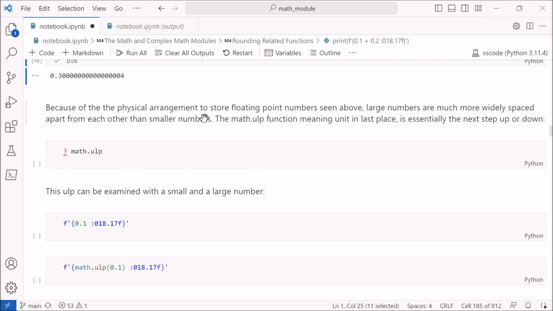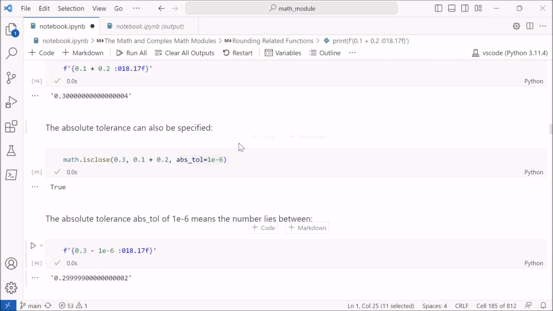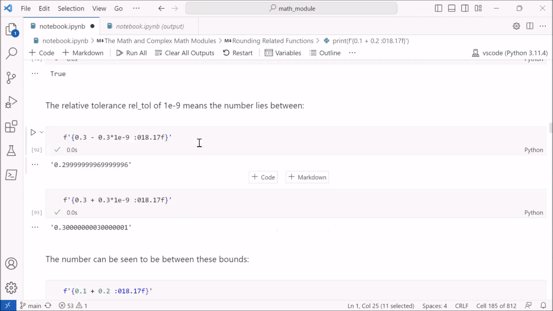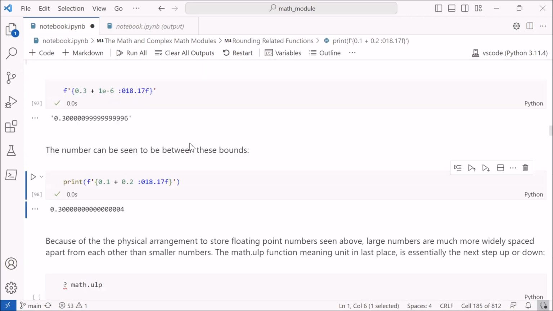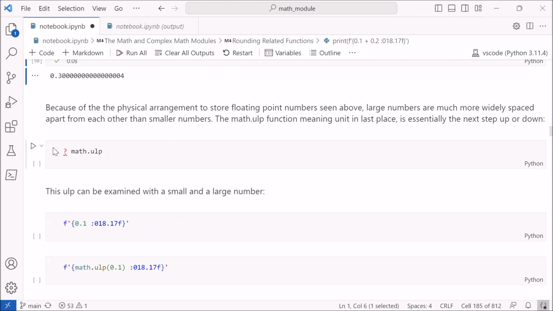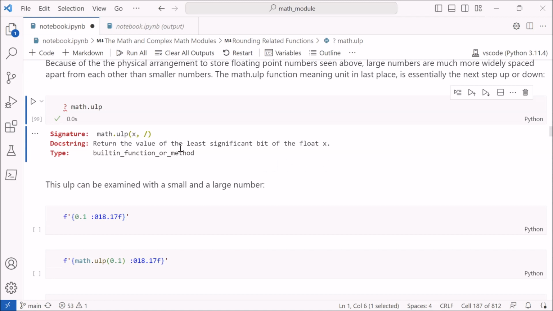So because the physical arrangement to store the floating point number uses a finite number of bits, a consequence of this is that the smaller numbers are much more closely spaced than the larger numbers, i.e. you're using essentially a relative tolerance between the numbers. So we've got the math unit in last place function, which will return the value of the least significant bit.